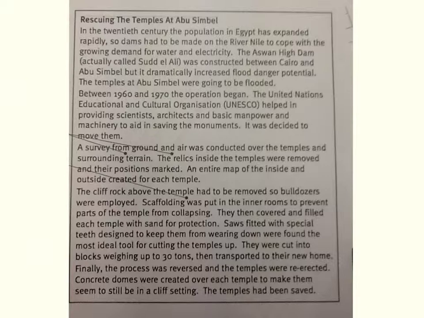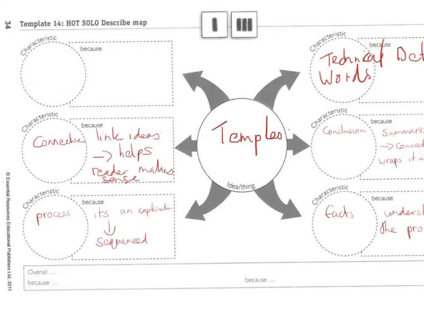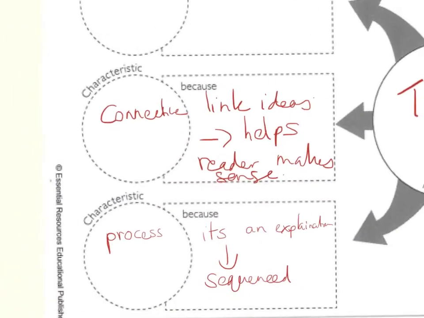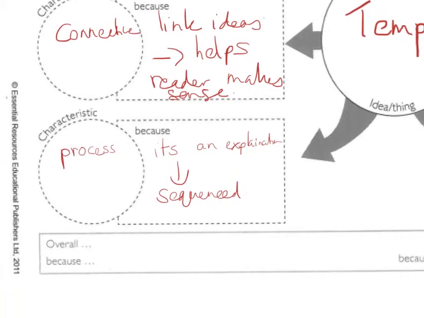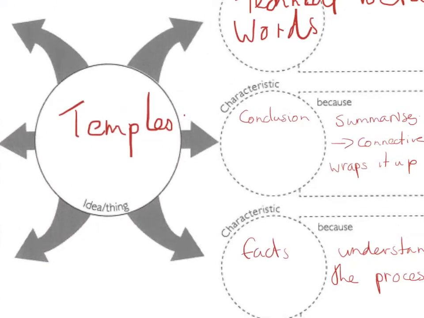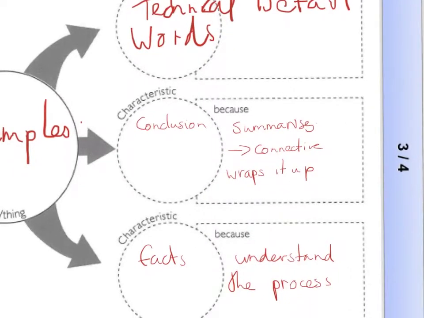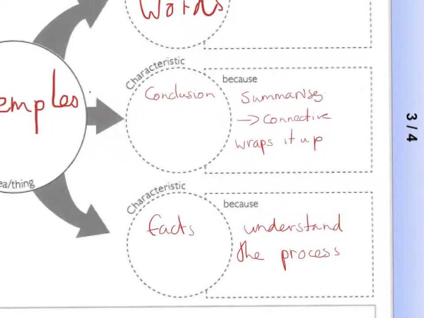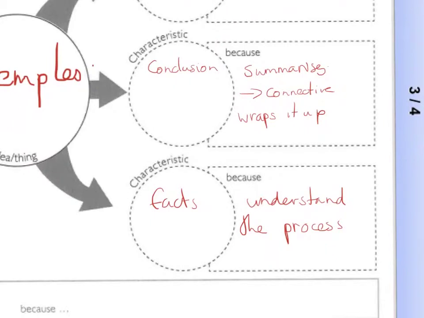And if we look at it a bit more closely, you can see here we've identified some things. It has connectives that link ideas and make them easier to read. It's a process explanation, and thus the ideas are sequenced, going from the beginning of the process or the reason to the end. Over here they use technical words for detail, and they have a conclusion which wraps it all up, and it's facts to understand the process.